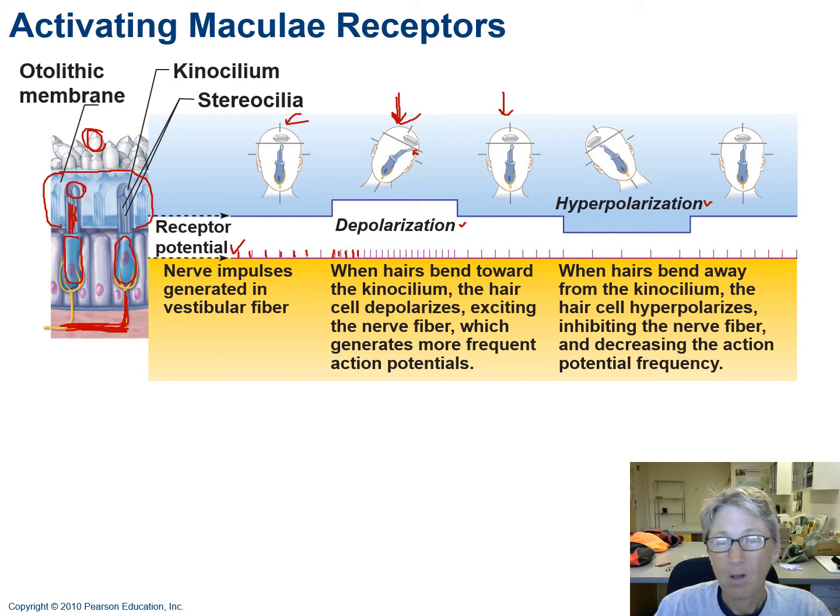And then in this cartoon, you tilt your head the other way. Now the hairs bend away from the kinocilium. Actually, the cell's going to hyperpolarize. That's going to ensure that you have an even lower frequency of action potentials from the baseline. And you're going to inhibit the nerve fiber. That's going to decrease the frequency of action potentials in the vestibular nerve.